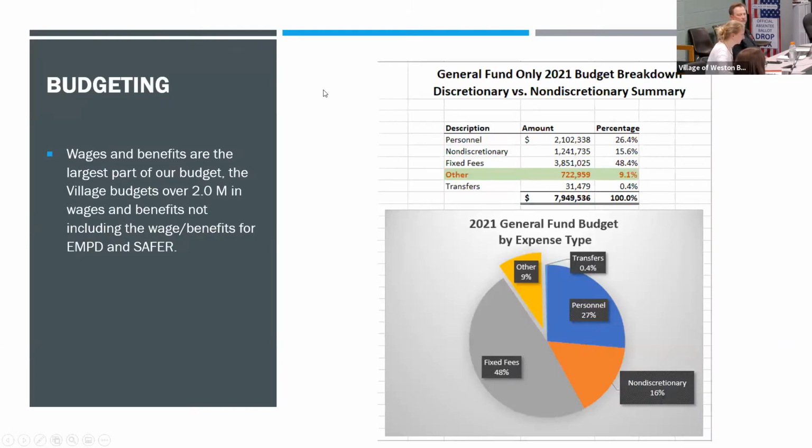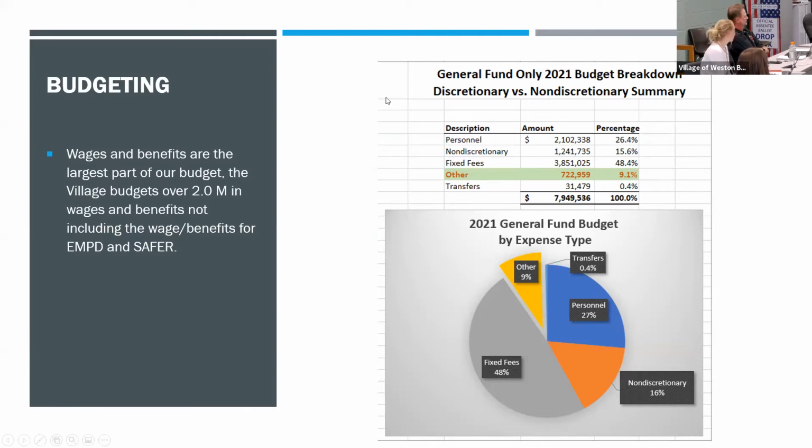Expenditures. Here's a good summary of our budget in a nutshell. We have personnel, just over 2 million. Non-discretionary, fixed fees, and other and transfers. We organized it this way, as we know we're coming to a tighter budget, and you may be looking to say, well, where can we cut?